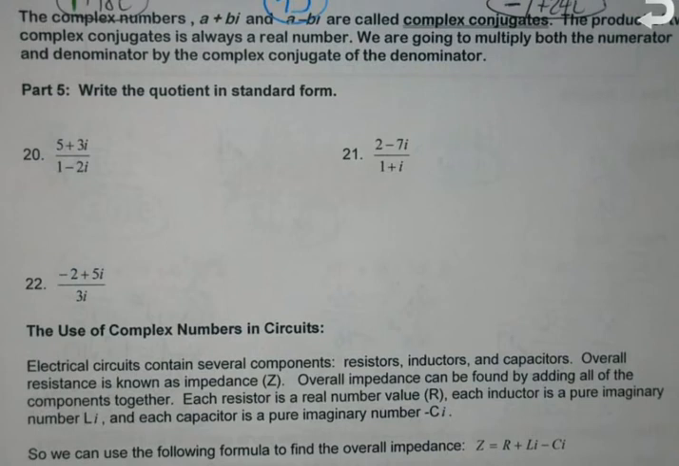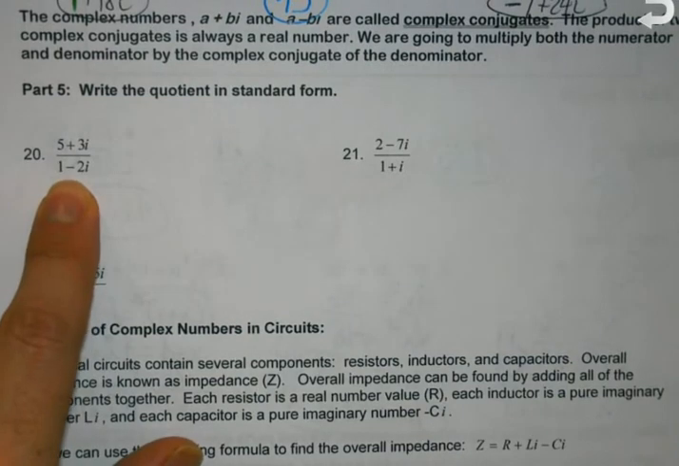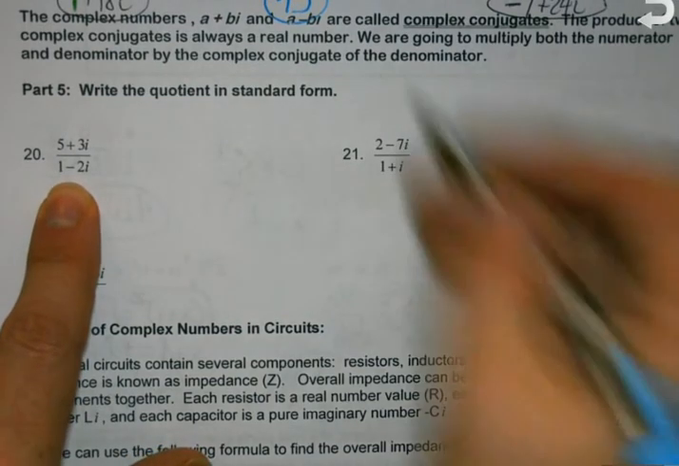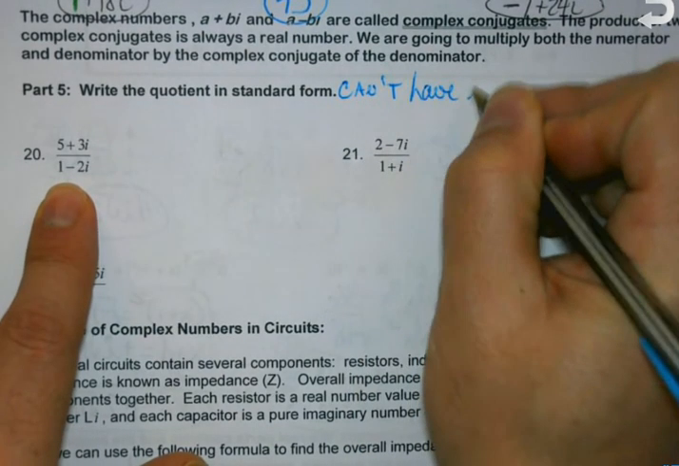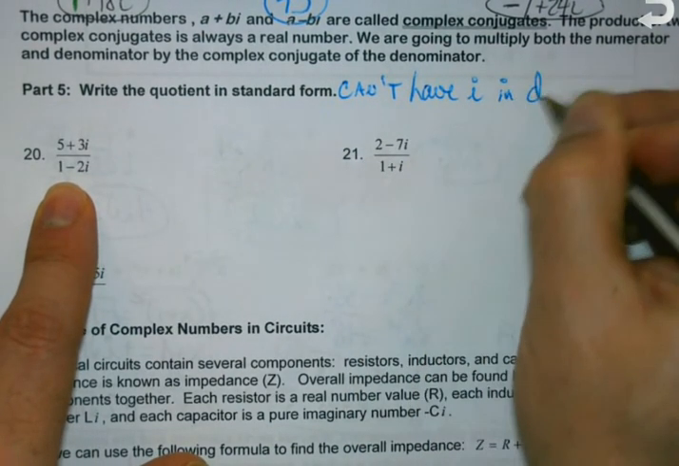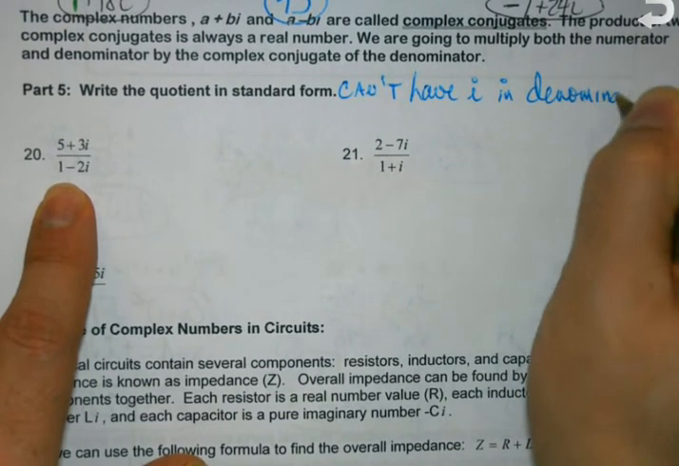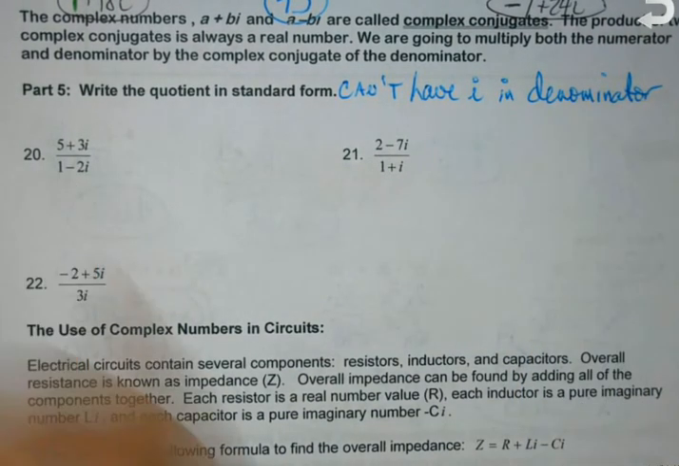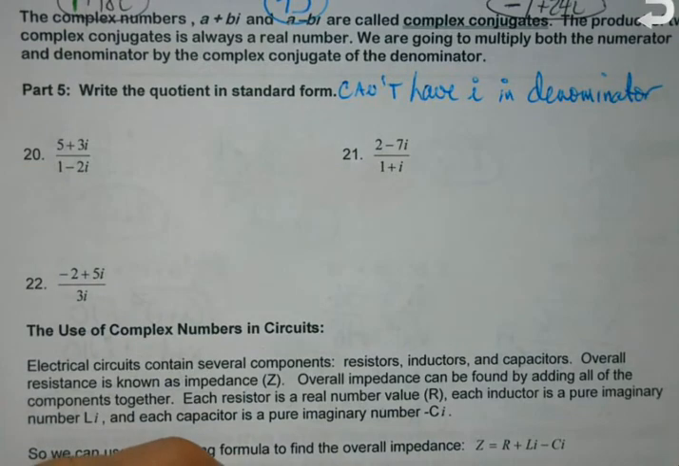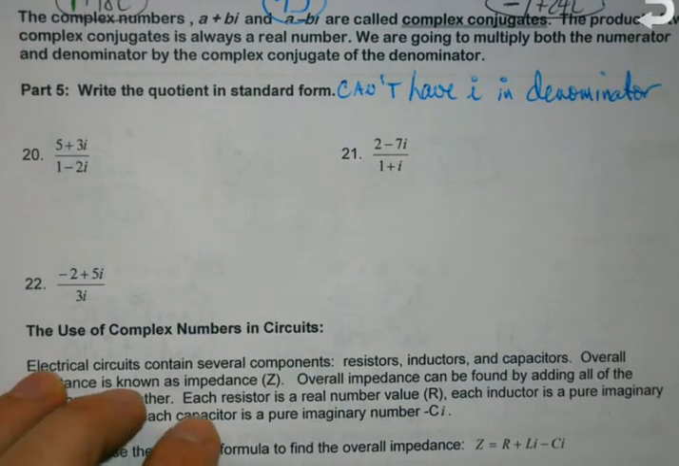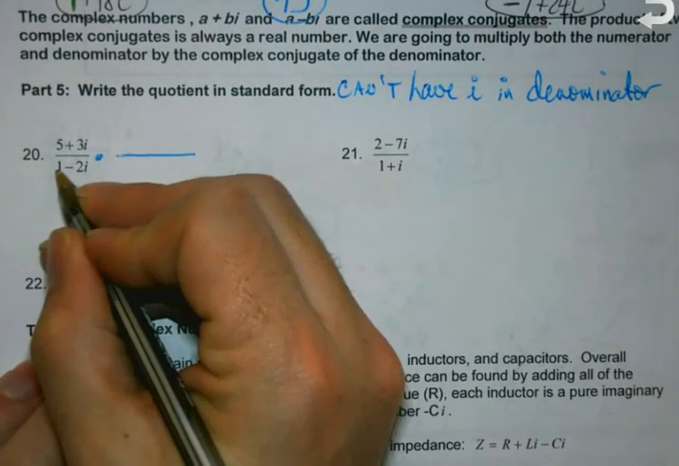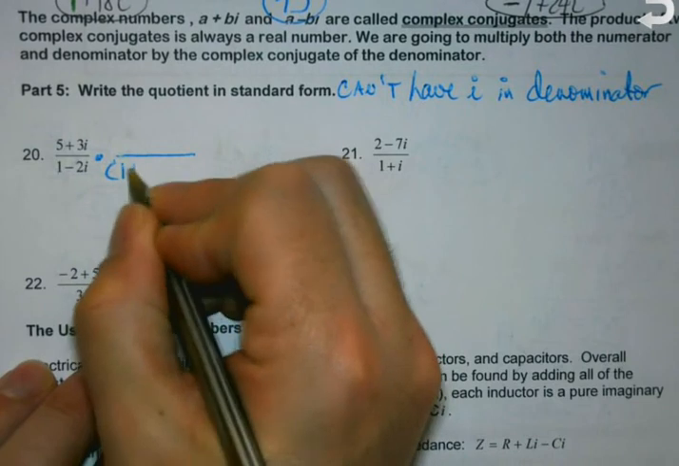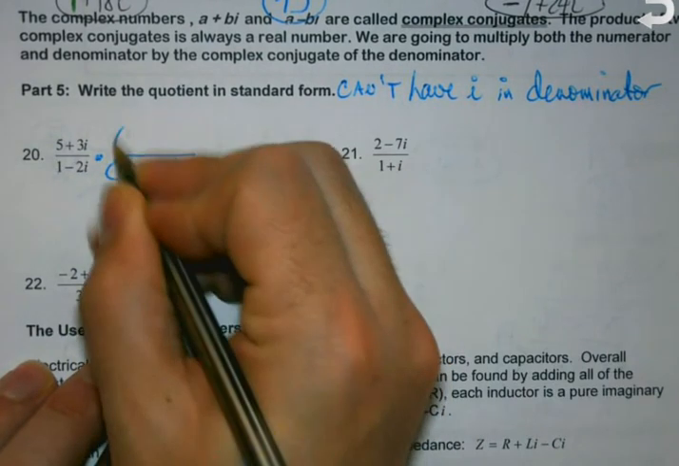So here's how this is going to work. I can't have i in the denominator. I'm actually going to write that down. Okay, I can't have i in the denominator. It's just a no-no, like having a square root in the denominator. Can't do it. So to fix that, whatever I see down in the denominator, I'm going to change signs on it. Here's what I mean. 1 minus 2i, if I want to get rid of it, is going to be 1 plus 2i.